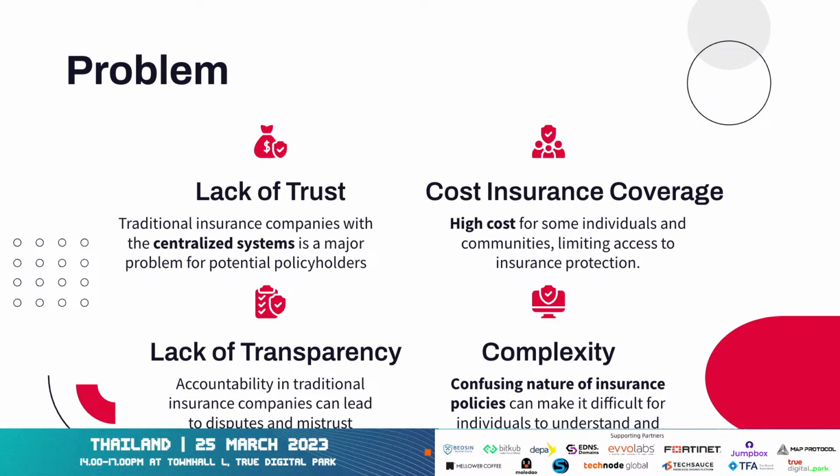First is lack of trust, because it's a centralized system and people still don't trust it, especially the policyholder. The coverage cost is pretty high, and some individuals or companies can't even afford the protection. There's also a lack of transparency. There's no proof of reserve, and it leads to disputes easily because of traditional insurance companies.